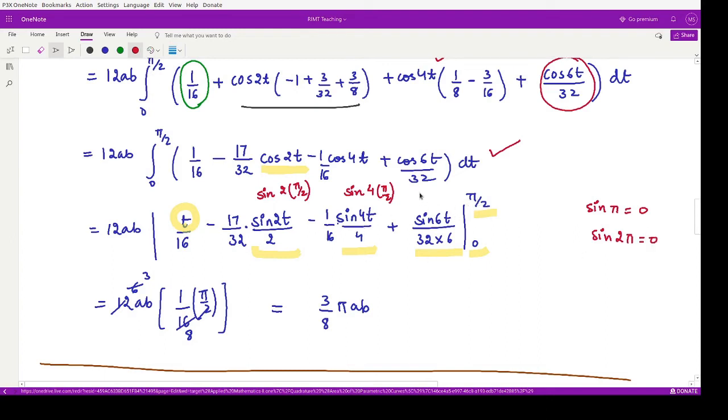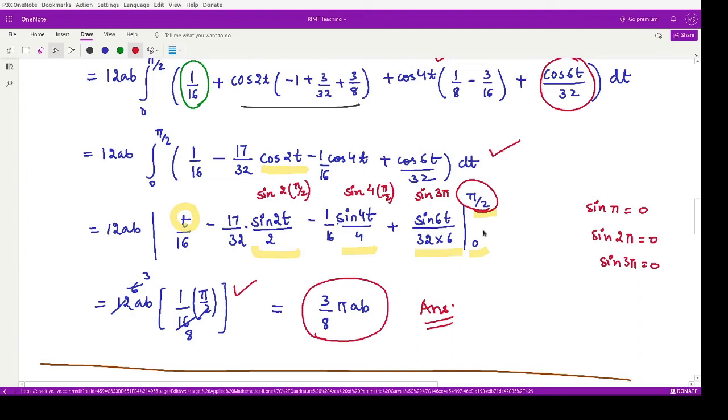When you substitute pi by 2 here, you would have sine 3 pi. So this is also 0. So all these terms are 0 when you substitute pi by 2, and when you substitute 0 here, this term would be 0. Sine of 0 is 0 in all these cases, so we are only left with this term. So when you simplify this, your final area comes out to be 3 by 8 pi ab. So this is the final answer. If there is any problem in this one, you can ask.